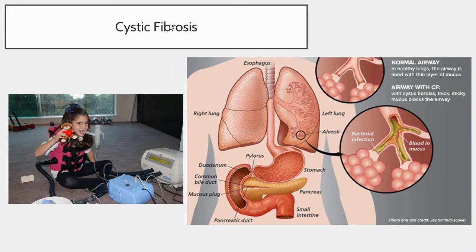So you can see cystic fibrosis is actually an example of that. Sometimes parents will have a child who has cystic fibrosis, and neither of the parents had cystic fibrosis, but maybe a grandparent or some other relative in an earlier generation might have had cystic fibrosis too.